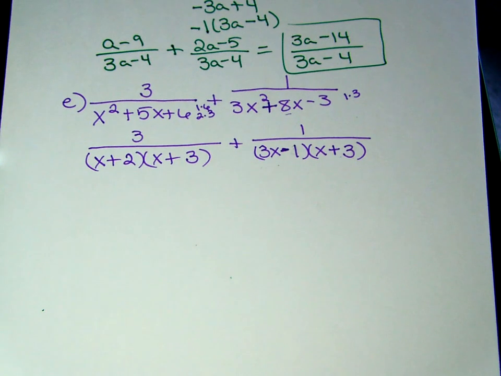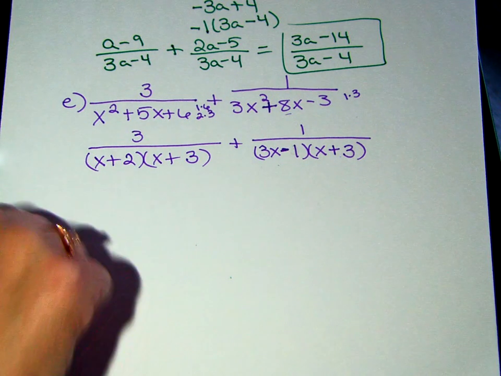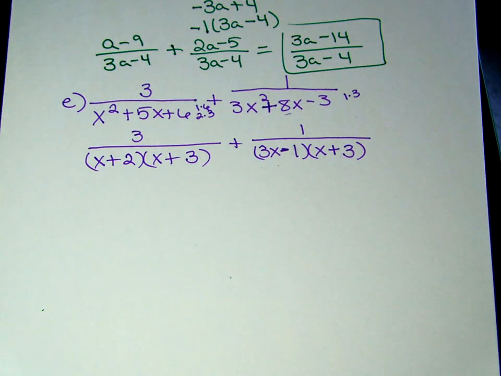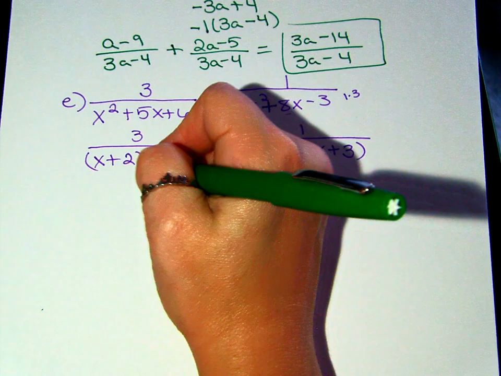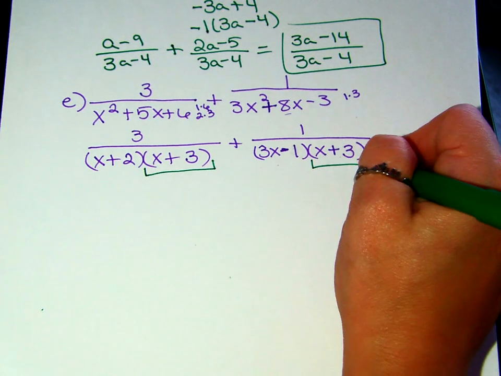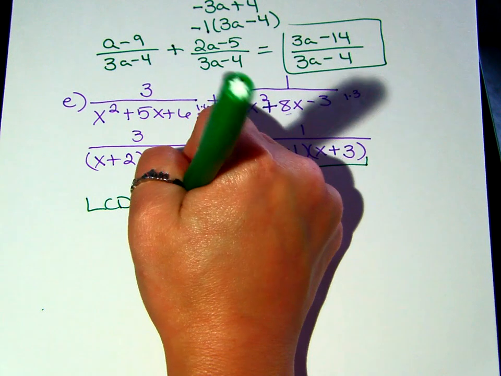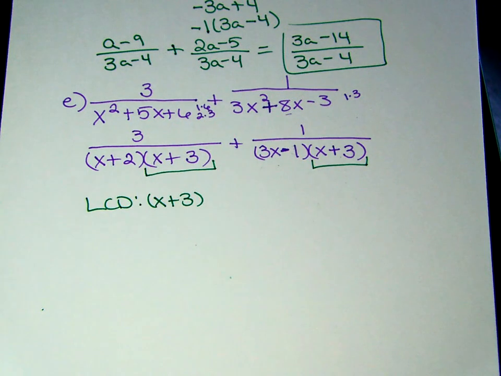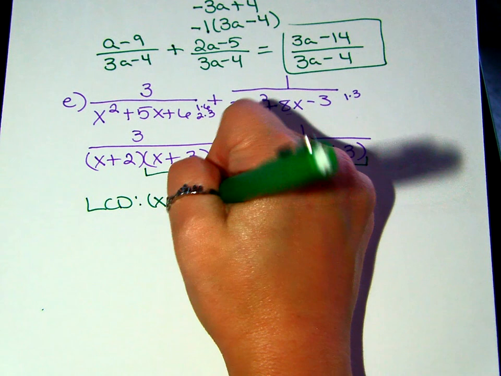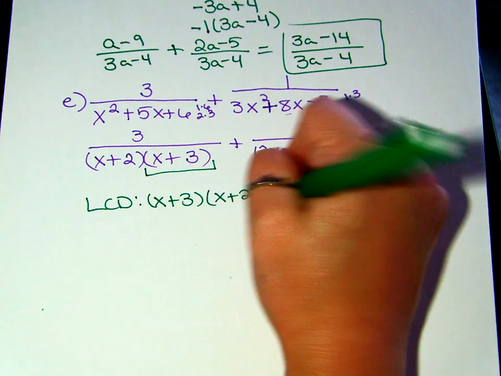Now, both of these are factored, and our next step is really like when we did the factor tree and we looked for the common factors. Do our denominators already have any factors in common? Yeah, they both have an x plus 3. So when I'm thinking about my LCD, I know I'm going to have an x plus 3. That's what they have in common, so I only write it once. Then I write my other factors as well, just like I did with my factor tree. That first one has an x plus 2 as well, and my second one has a 3x minus 1.